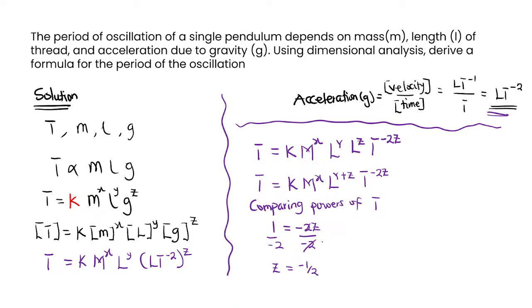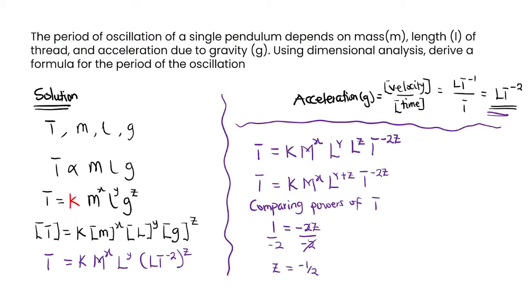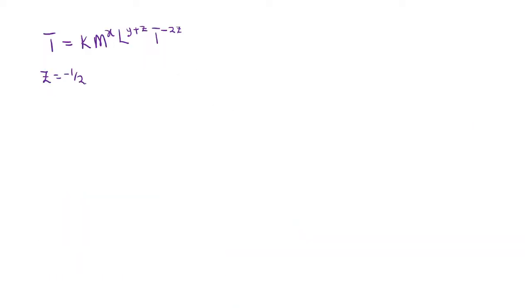Now, after finding z, I need to proceed to compare the powers of L, the next thing I have over here, to find my answer. So let me rewrite the expression I have over here and then we continue. So what I have is t is equal to k m to the power x, l to the power y plus z, and then t raised to the power minus 2z. And we've already found that z is equal to negative 1 over 2, which was what we found over here. So now we can proceed. This one is not needed. You don't need to write it over here, but I'm just continuing.